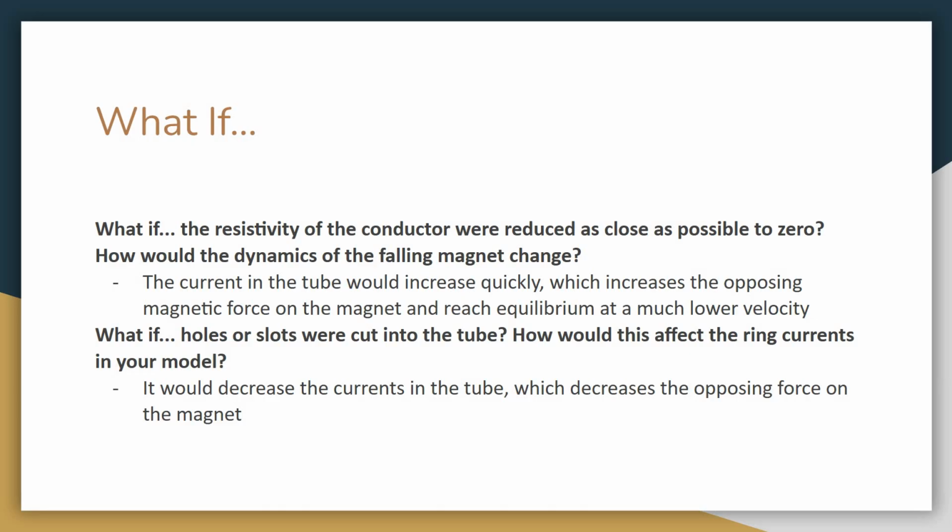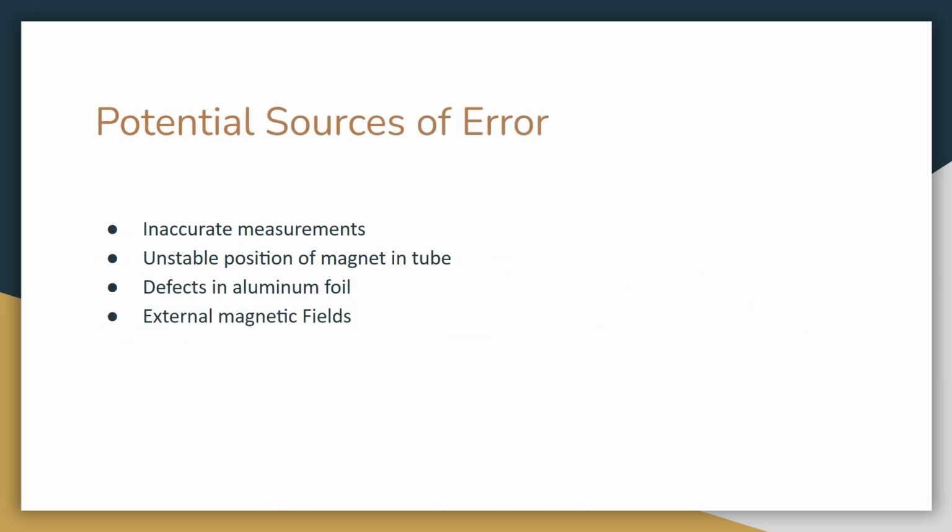And what if holes or slots were cut in the tube? How would this affect the ring's currents in your model? Cutting slots would likely decrease the currents in the tube, which decreases the opposing force on the magnet.